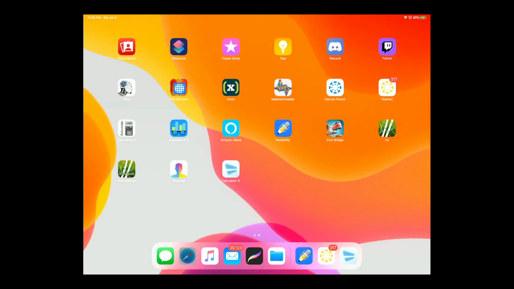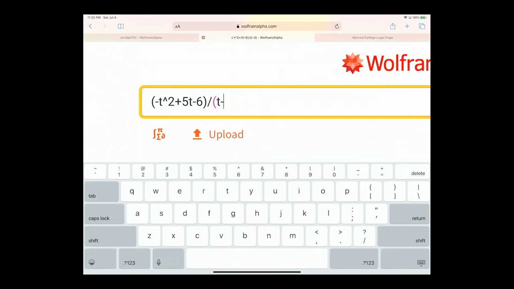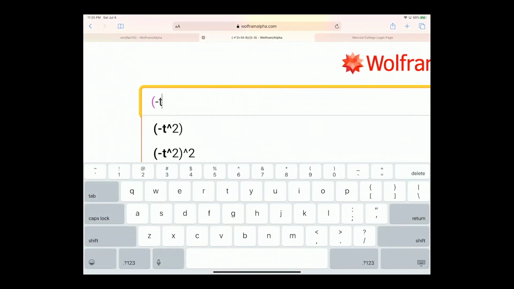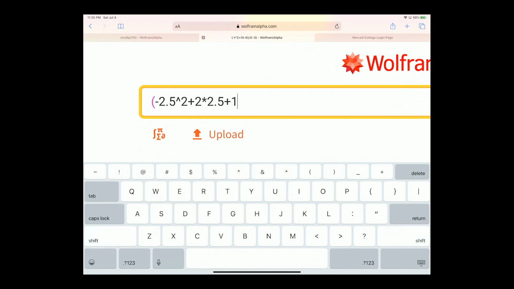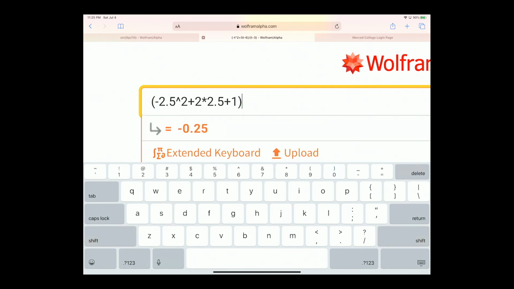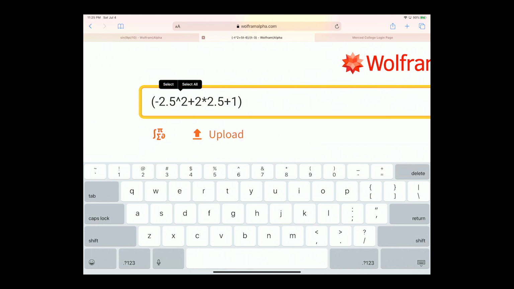Okay, got it. So, come back here. What do we have? Negative 2.5 squared plus 2 times 2.5 plus 1. Okay, and that looks like that's going to be negative 1/4, or negative 0.25. Now we're also going to need this with a 2 plugged in. So let me fix that. Oh, wait. No, that's right. Sorry.